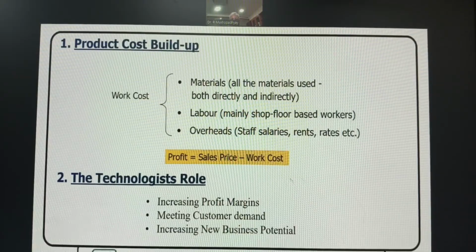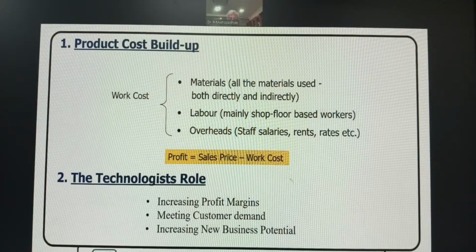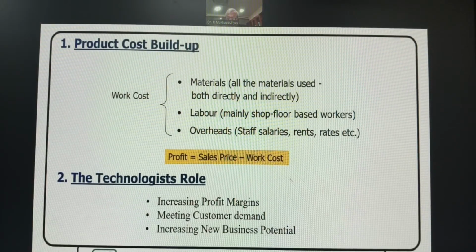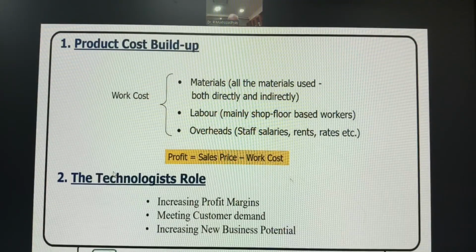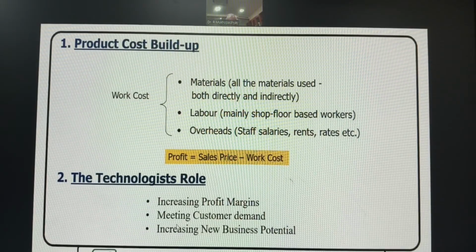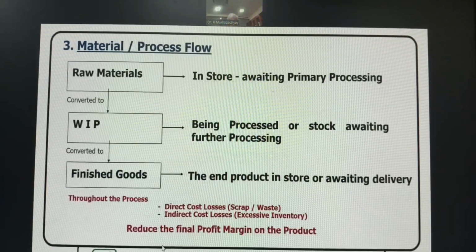Now let me be very clear how to calculate the cost awareness inside the plant. Generally when you calculate the cost, it is the material cost, all the material used both directly and indirectly, labor cost and overhead. As I told you, profit is sales price minus work cost. So what is the role of technology, a compounder or the designer? All these roles: first is increasing profit margin, meeting customer demand, increasing business potential, new market. How can it be done?